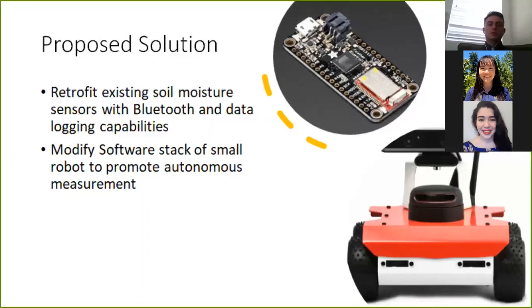So this is our proposed solution. We actually have in our lab the soil moisture sensors that are used by professionals, and we're going to retrofit that soil moisture sensor to this Bluetooth module that you see on the top. Then we're going to retrofit it to be able to log the information and transmit it through Bluetooth to this autonomous robot you see at the bottom. We modify the software stack of this robot so that it knows the GPS location of this soil sensor station. It goes to this location, gets the information, and then goes on its merry way.